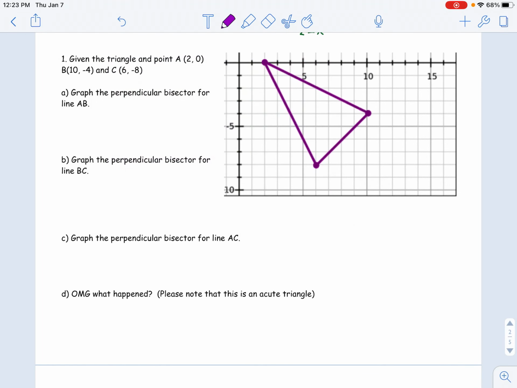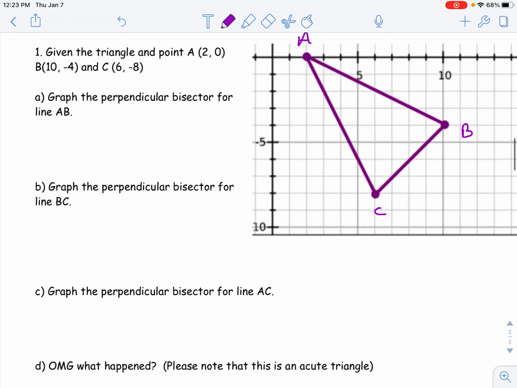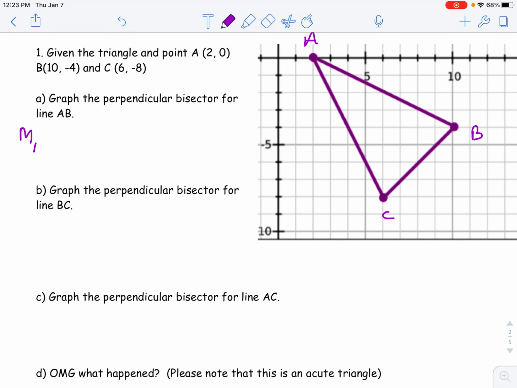All right, let's dive right back in. So we got this going on right here. We got this triangle. A is this point, B is that point, and C is that point. All right, so we're gonna graph the perpendicular bisector for AB.